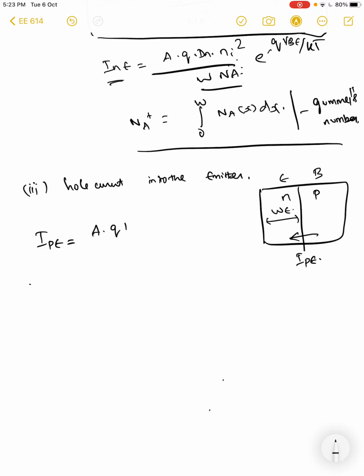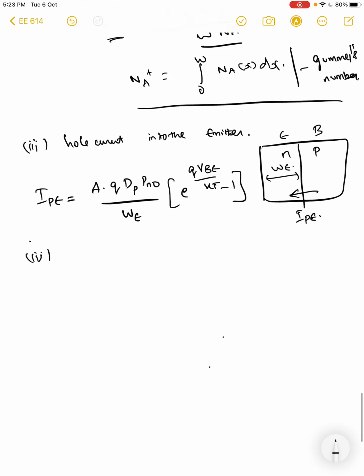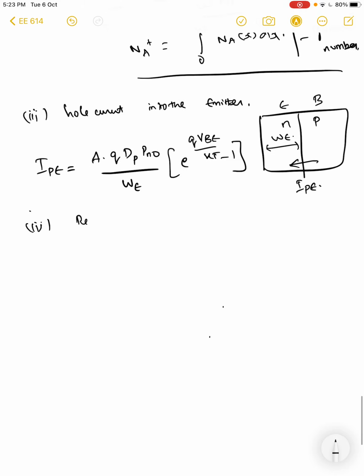It is A q Dp pn naught by Lp, but then if the width is smaller than the diffusion length, it is basically this width which will contribute, into e power q VBE by KT minus 1. So this will be the whole current into this emitter base junction. Now let us talk about recombination currents. What's the recombination at the emitter?